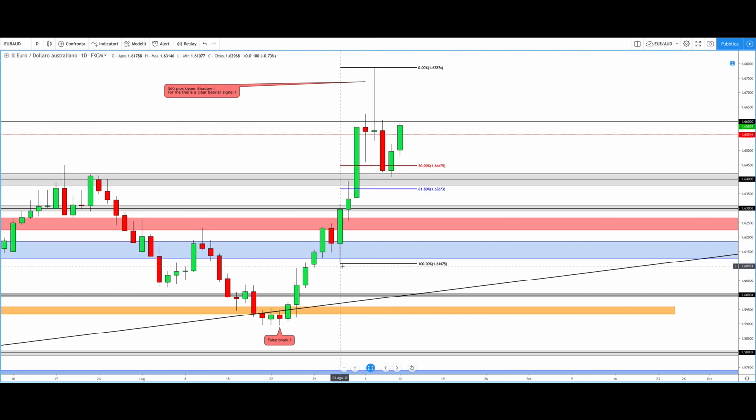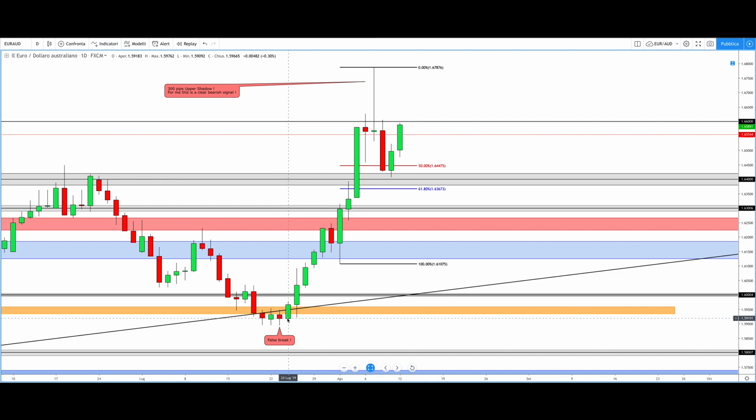And using Fibonacci from the start of the last bullish phase, we can see that around 1.64 we have two Fibonacci levels. Personally, two of my favorite Fibonacci levels. So for this reason, after this clear huge upper shadow, I expect a collapse and a correction before the next move.